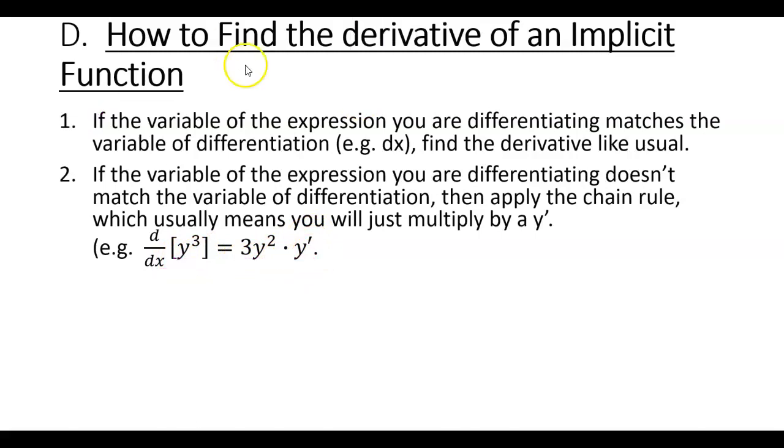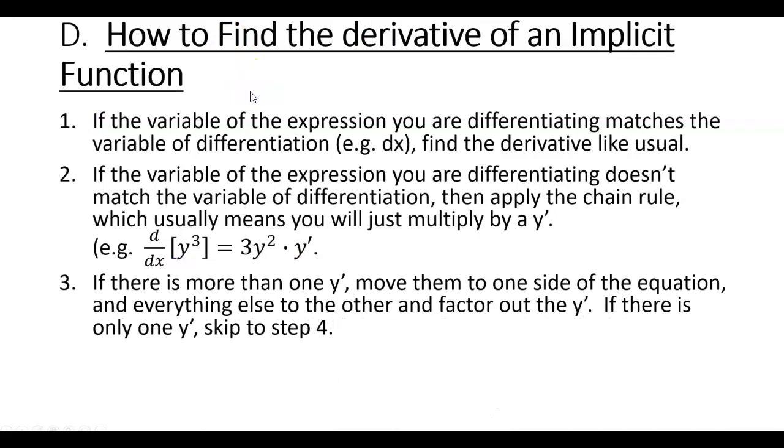All right, let's go ahead and continue onward. So that's the first two steps. Now, after doing that, you're going to have a y prime in there somewhere. If there's more than one of these y primes, then you're going to want to put all your y primes on one side of the equation and everything else on the other side. And then you're going to factor out the y primes. If there's only one y prime, you can just skip to step 4. Okay? But if there's more than one y prime, move all the y primes to one side of the equation and everything else to the other, and you're going to have to factor out the y prime before you move on to step 4.